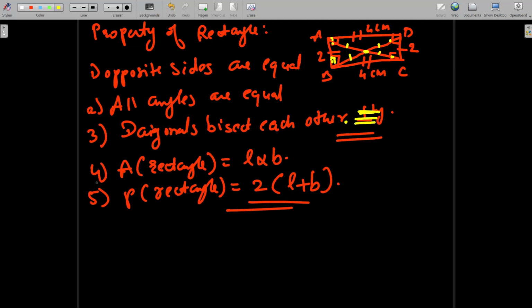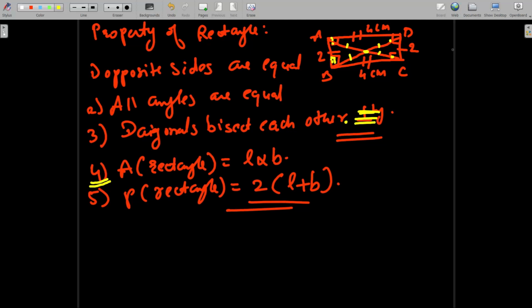Likewise, the area of rectangle is length into breadth. Now orally, if the length is 4 centimeter and the breadth is 2 centimeter, then the area of rectangle will be what? 4 into 2. It is 8 square centimeter.